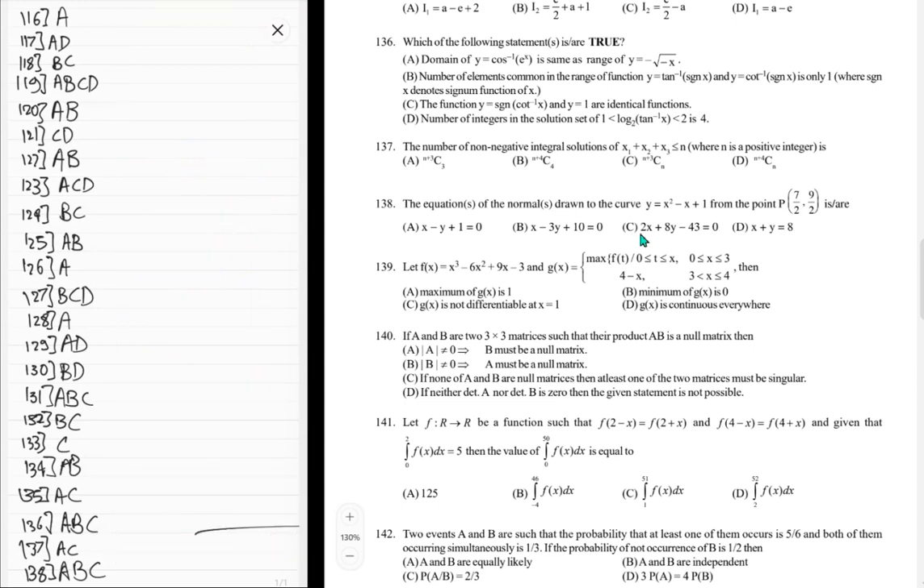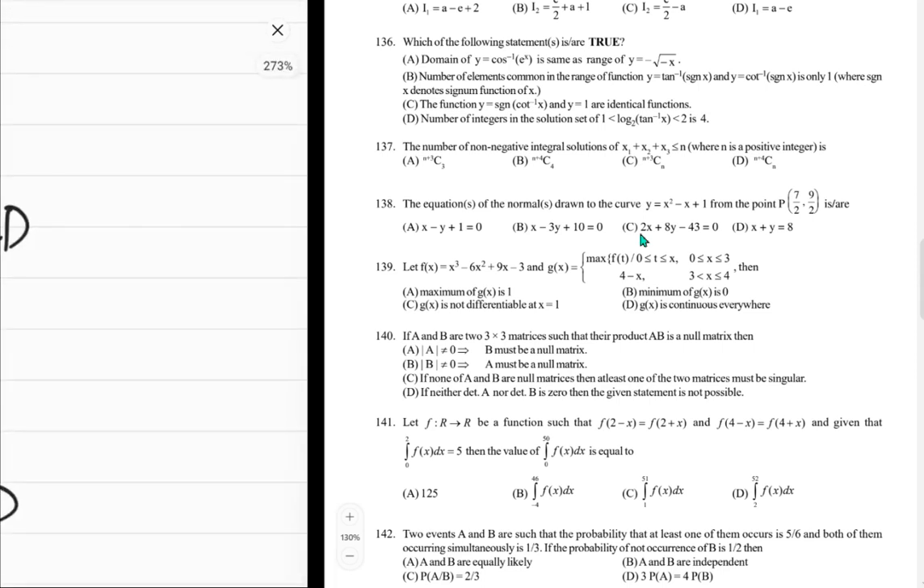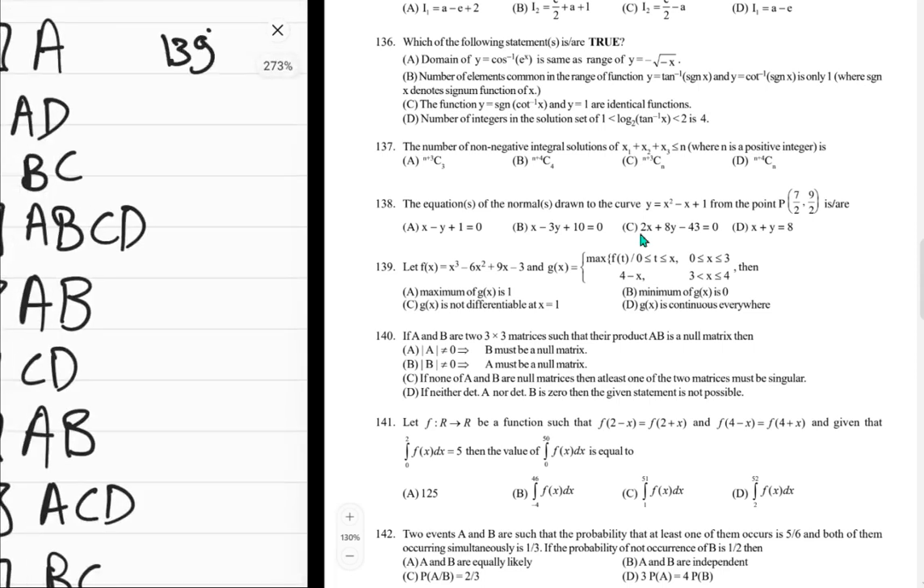Okay, this was very long. 139. So for 139, let f of x be equal to this and g of x be equal to this thing. Then, max of f of t such that 0 is between... okay fine, so first graph it and then find the max. Getting it.